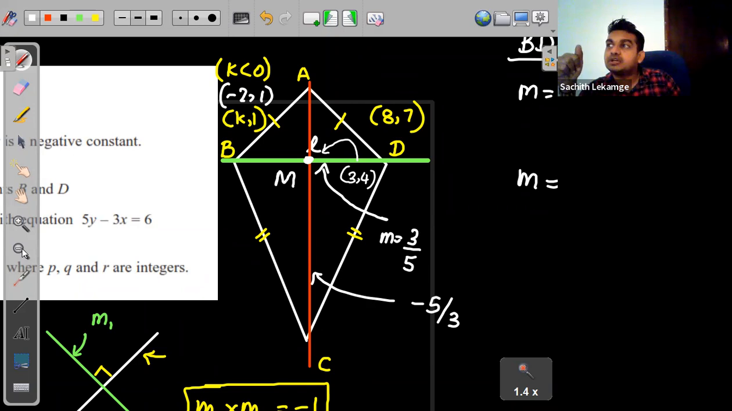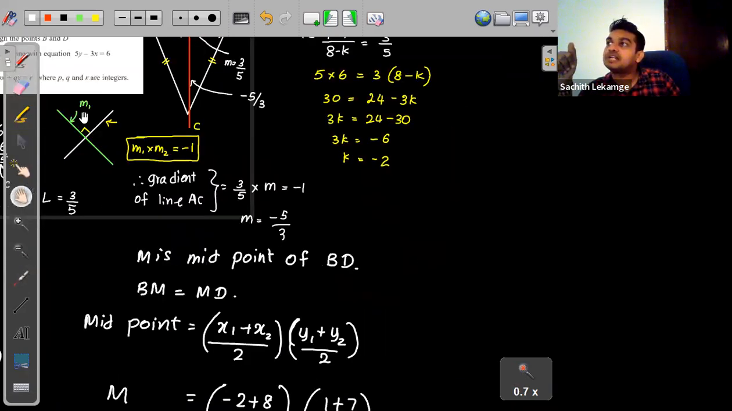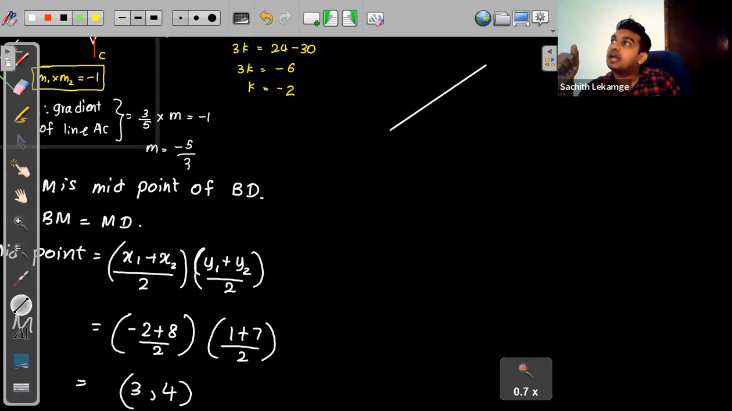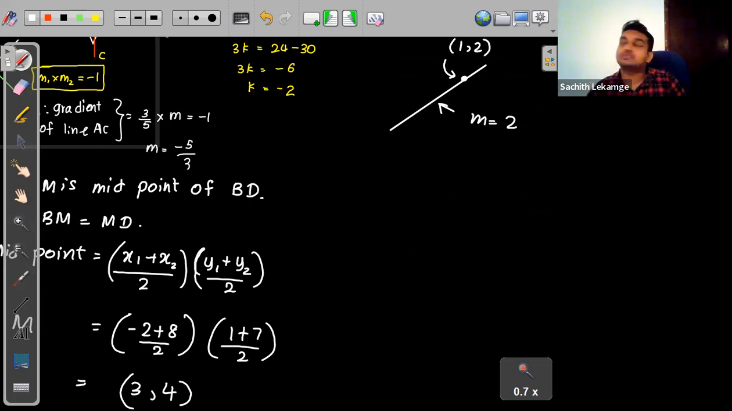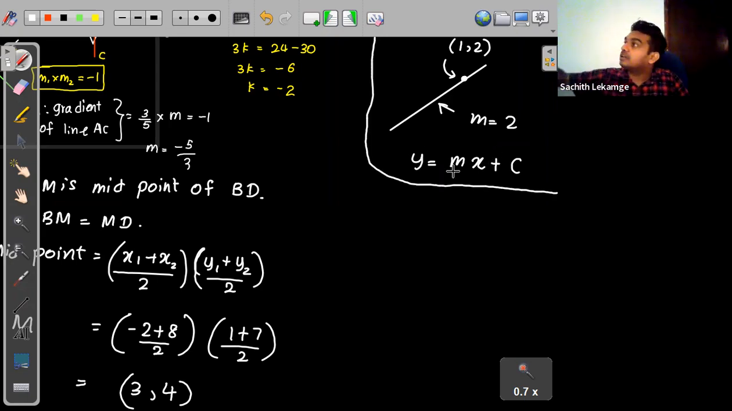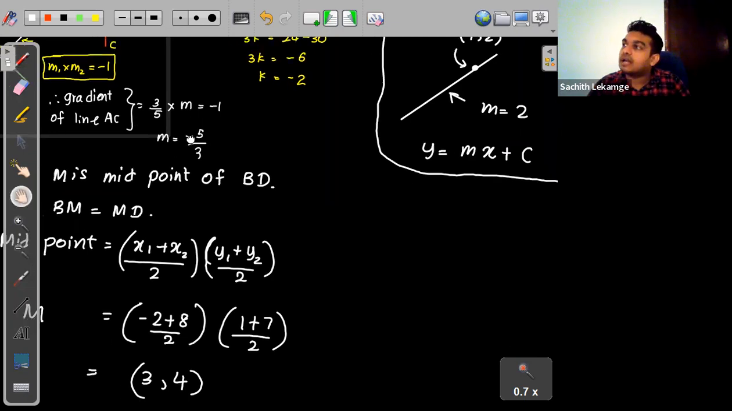You can find it. To find the equation of any straight line, when you have a straight line like this and you know the gradient, let's say m, and you know one point on this line, 1 comma 2, using these two you can find the equation. To find the equation of a straight line you need to know m and c. You already know m. To find c, you can substitute this coordinate into the equation and get a value for c, which means you know the equation. M is the gradient, c is the y intercept. So now I'm going back.